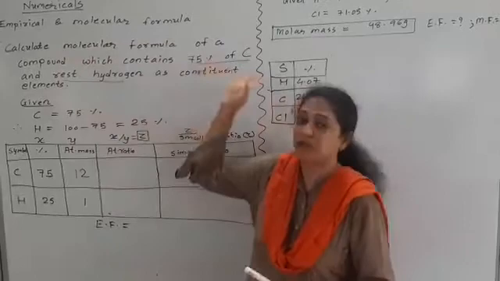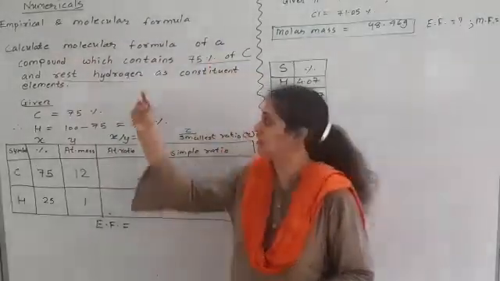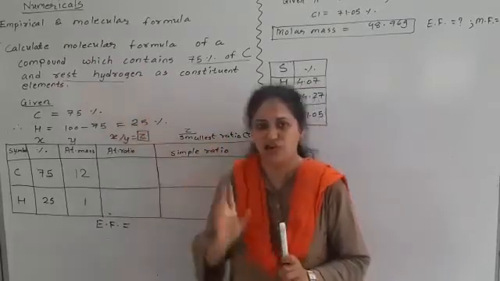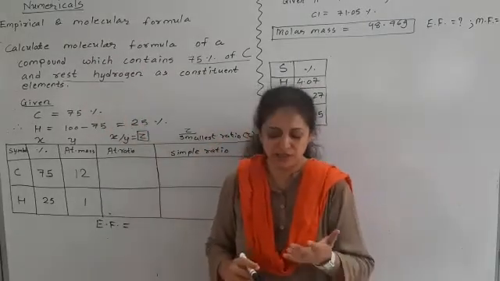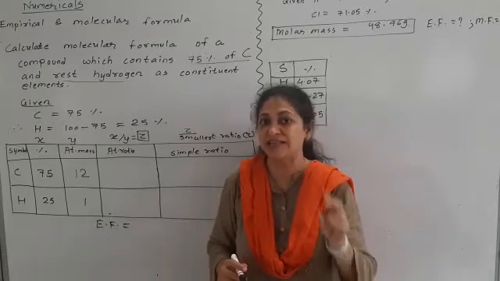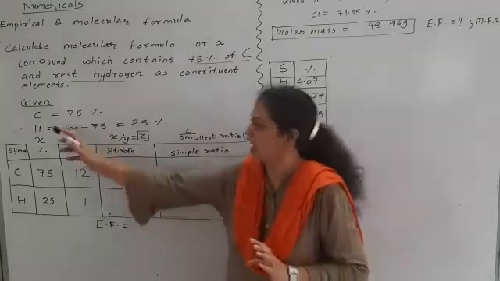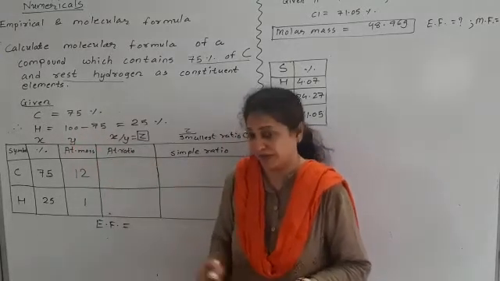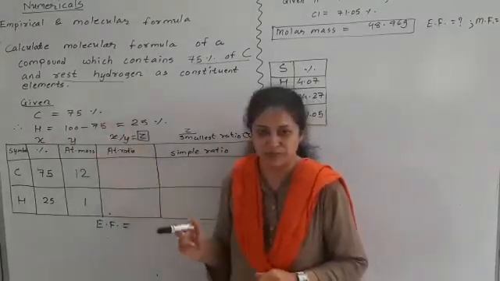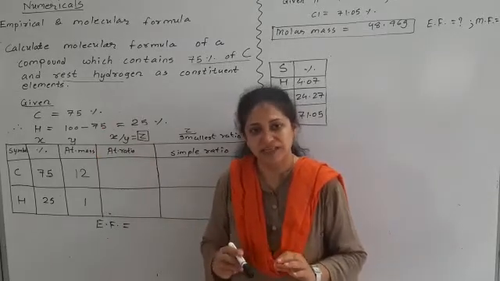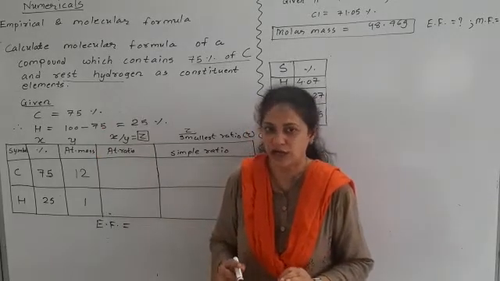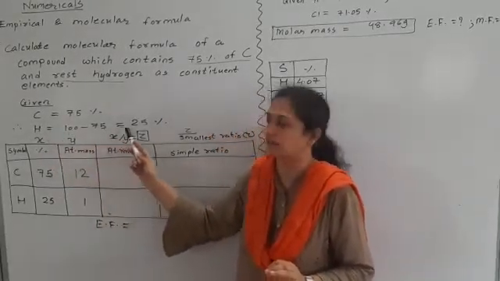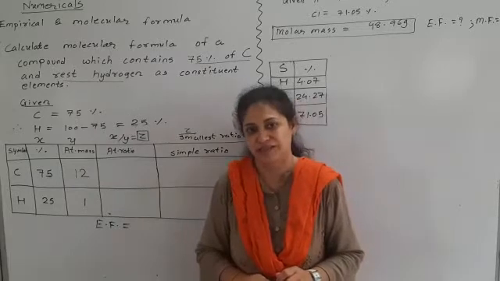Calculate the molecular formula of a compound which contains 75% of carbon and the rest hydrogen. So the given information is that in the compound there are only two elements, carbon and hydrogen. Carbon constituent is 75% and hydrogen is not given, but from this data we can calculate it because the sum of percentages of all elements will be equal to 100. So hydrogen percentage is equal to 100 minus 75, we get the answer as 25%.